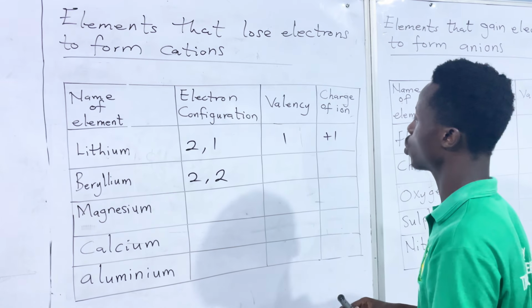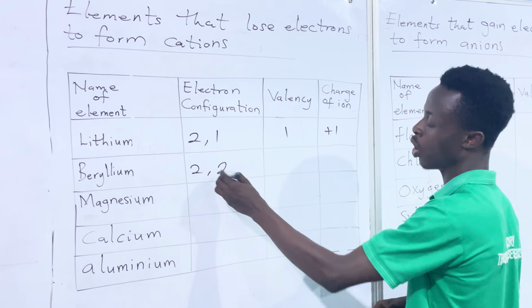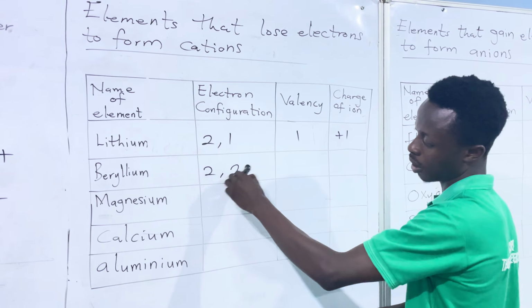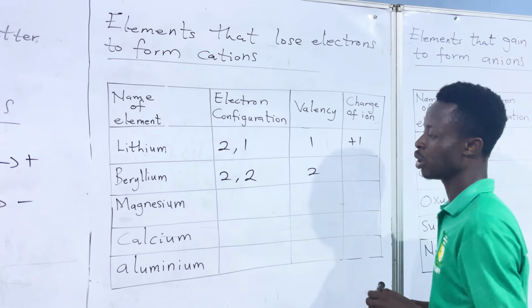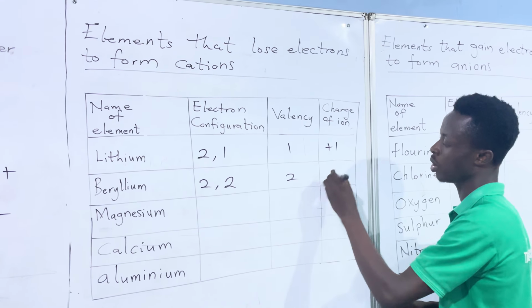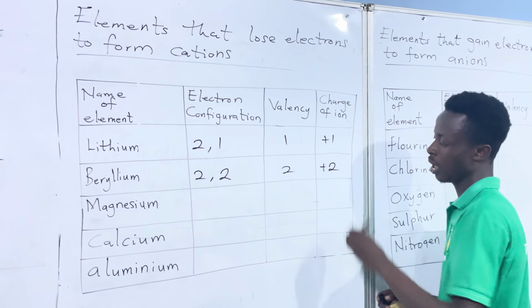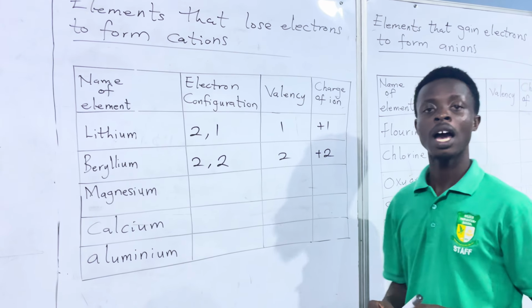So since it is not stable, it will lose these 2 electrons. When it loses 2 electrons, we know that the last shell is taking 2 electrons, so the valency will be 2. It will lose these 2 electrons to form a positive ion.